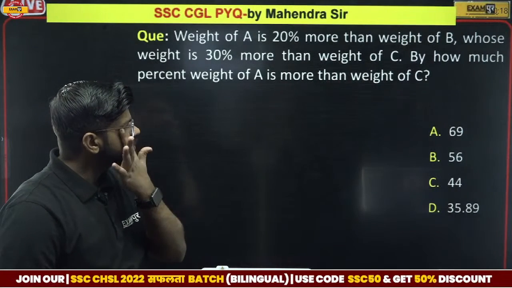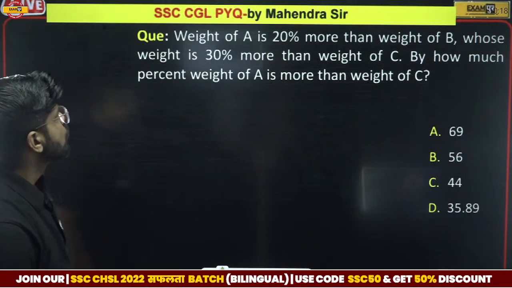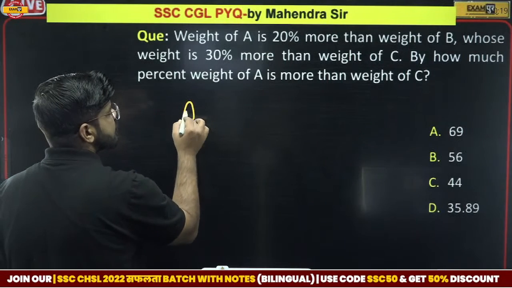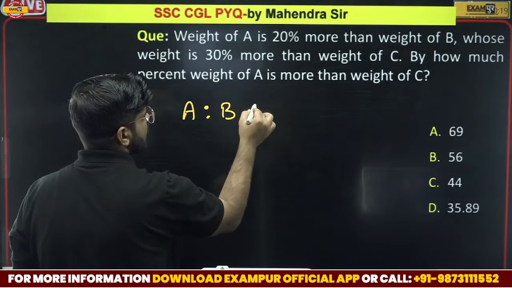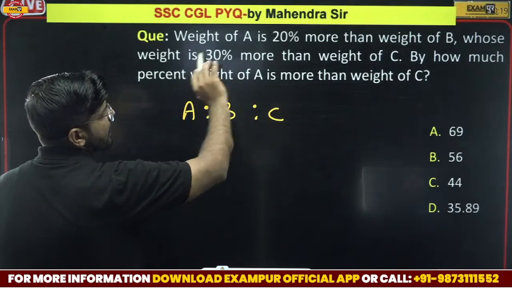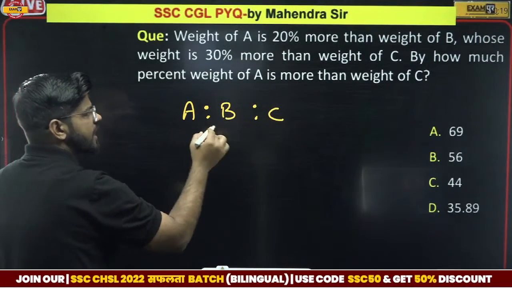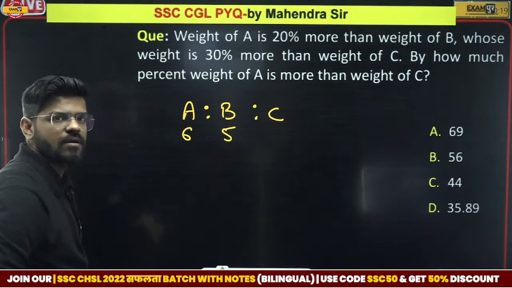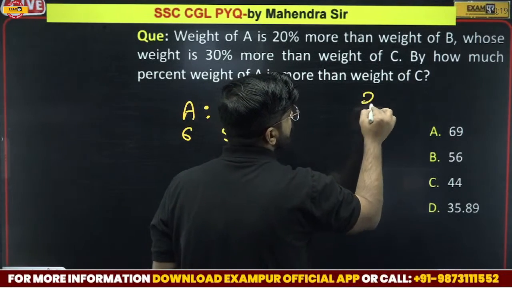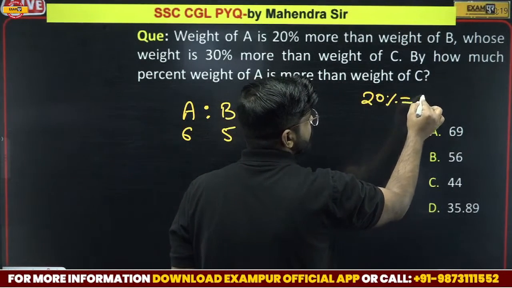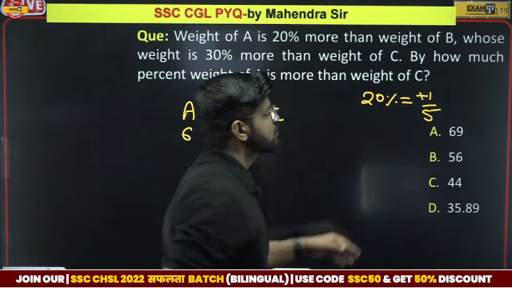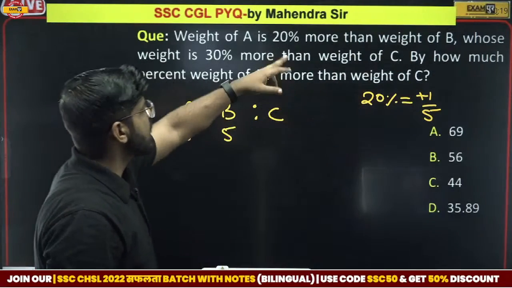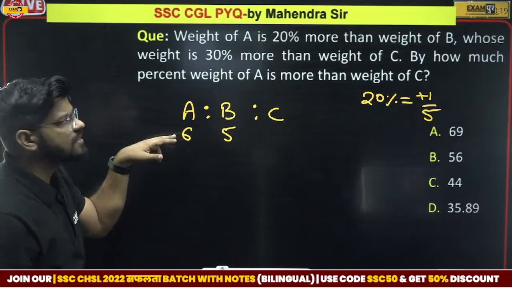Weight of A is 20% more than the weight of B, whose weight is 30% more than the weight of C. So we can write it in ratio form, A, B and C. Weight of A is 20% more than the weight of B. That means if B has 5 weight, A will be 6. We can write 20% more as plus 1 by 5, so if B has 5, A will be 6.